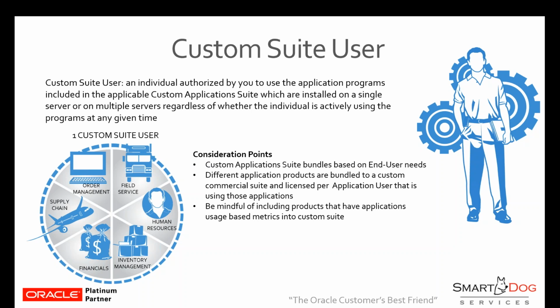So, the custom suite user. As we spoke about earlier, Oracle introduced another licensing model, the custom application suite, or CAS, licensing model. And with that came the custom suite user license metric definition. The goal for the Oracle application suite model was to give customers the ability to create a custom bundle of modules to meet the customer's needs, right?